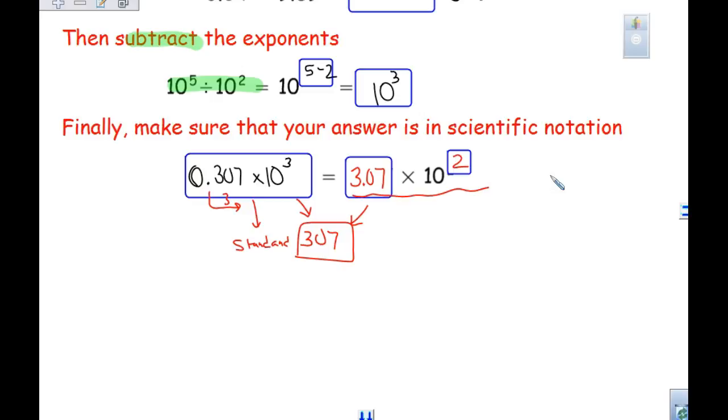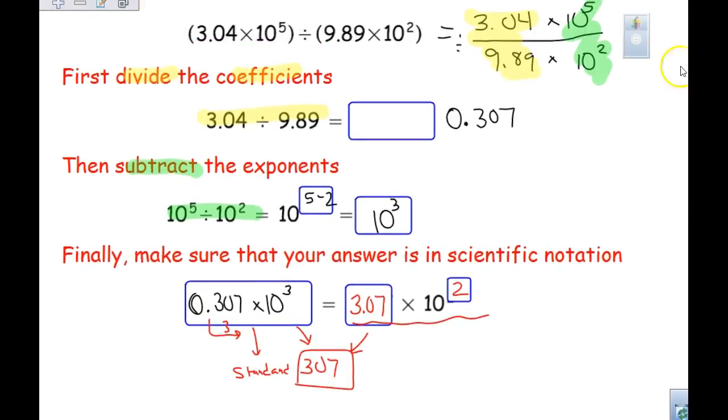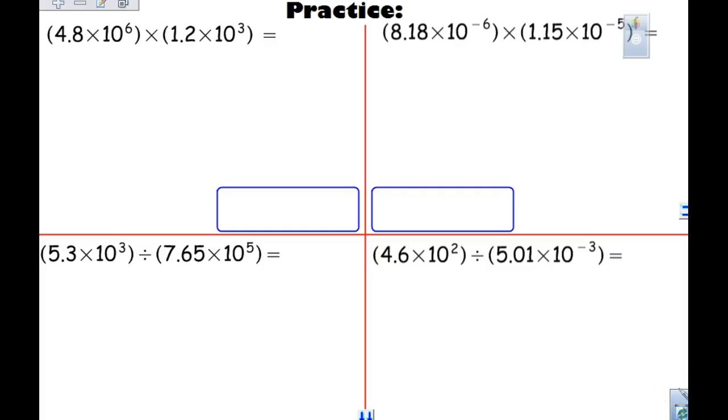Yesterday on the quiz, some of you left it as either a decimal or you left the number out in front as too large of a number. So make sure this first number must be between 1 and 10. All right, top of the next page, we're going to do some practice.